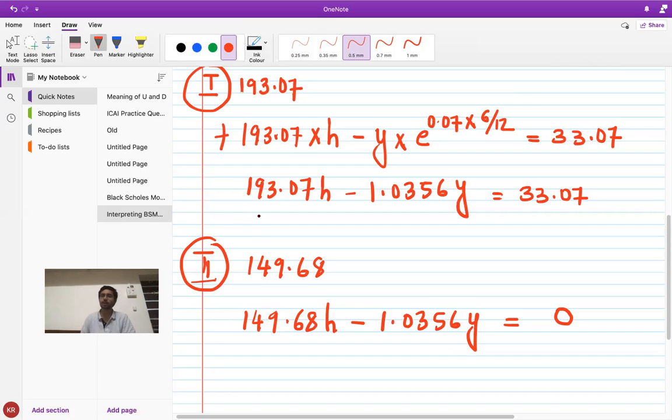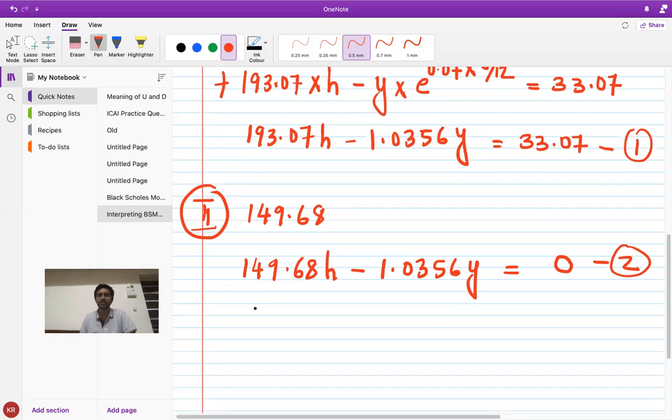So this is the payoff of the replicating portfolio. I have equated that with the payoff of the call option, and on the bottom side also I've done the same. If you see, I now have two equations and two unknowns, h and y. Two equations and two unknowns, you solve for them as typical linear equations and you will get the answer for h and y. If I subtract 2 from 1, what will happen is 193.07 minus 149.68h.